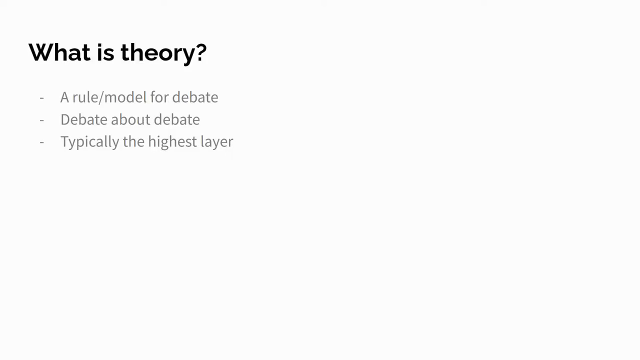First, what is theory? Theory is an argument in debate that proposes a rule or model for debate, for the round itself, or for debate in general. Typically, it's regarded as a debate about debate because you're debating about how debate should function, what arguments you get to make in the debate space, how you should engage in these arguments, etc. Thus, it's commonly referred to as the highest layer in the debate round because you're debating about debate itself.